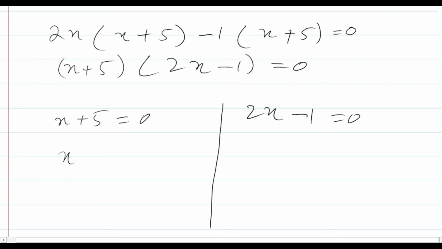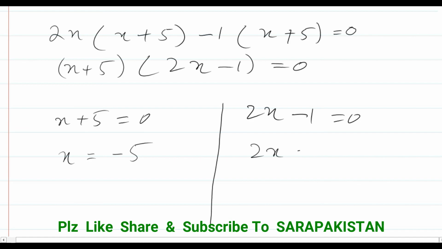Left side will give you x is equal to minus 5 and right side will be 2x equal to 1 and x equal to 1 over 2.